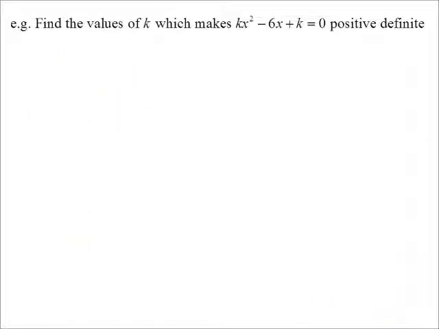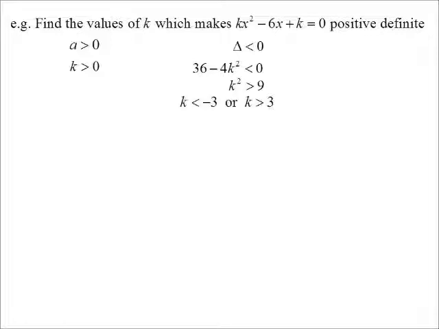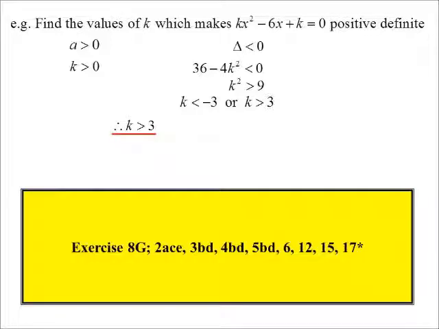So if we wanted to make this one positive definite, in other words, we want to make sure that if I was to substitute in for x, I'd always get a positive number. So first thing to check, well, the concavity's got to be greater than 0, so I know k has to be positive. And then the discriminant has to be less than 0, so b squared minus 4ac, k squared is greater than 9, but both conditions must be satisfied. So therefore, k is greater than 3. So that was a nice quick one. There we go.